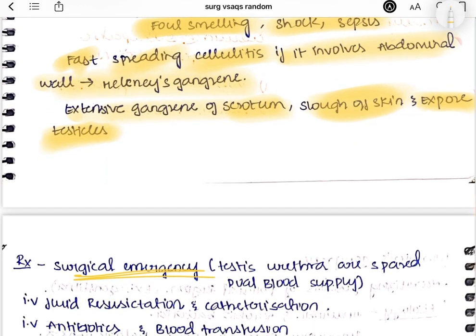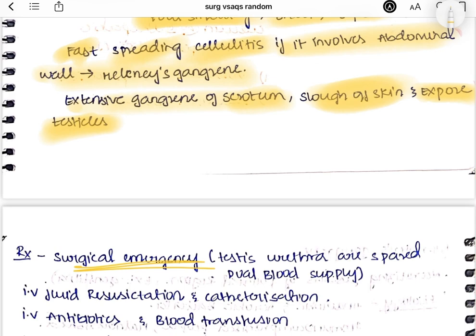So what will we do in the treatment? It is a surgical emergency. Testes and urethra are spared because of their dual blood supply. Here the skin over the testis, that is the scrotum, is sloughing off. The scrotum is completely dead, gangrenous, and we will remove it. But the testis is spared because of its dual blood supply. It is a very important point to note down, right? Testis and urethra are spared, so there is no impotence. But the skin over the testis will be lost, so we'll have to do a skin graft for these patients.